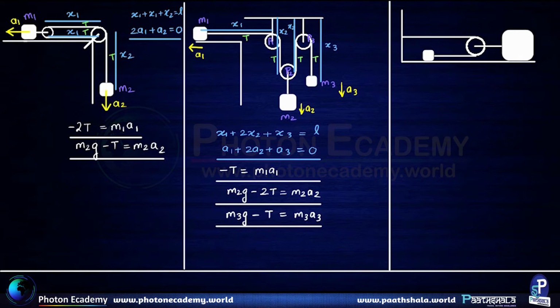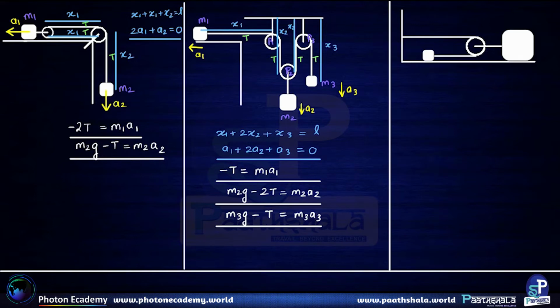So these are the equations that will give us the correct answer for a1, a2, a3 and T. 4 equations, 4 unknowns. This is the mass m1 in the third case. The small mass happens to be m1 and the larger mass happens to be m2.